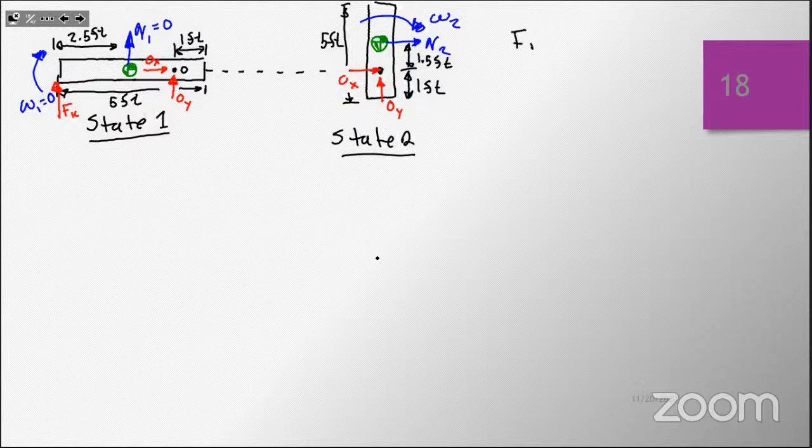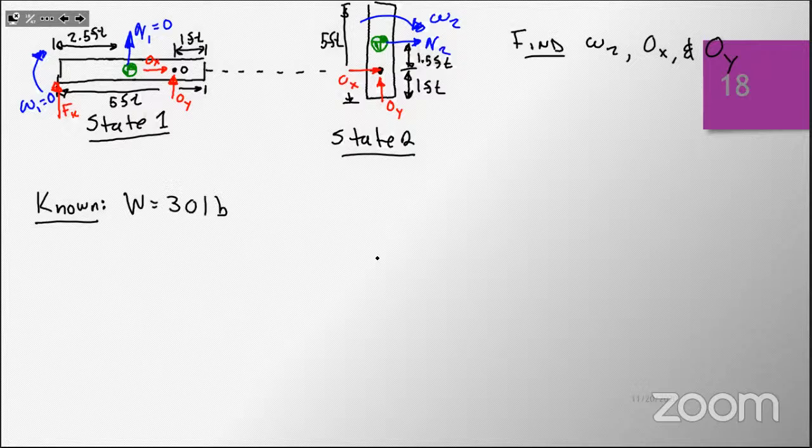We want to find omega 2, OX, and OY. Those are the things we need. Things that we know: the weight of the bar, 30 pounds. Our initial displacement, I'm going to call it delta X, is 1 inch. And my spring force is 1,800 pounds per inch.